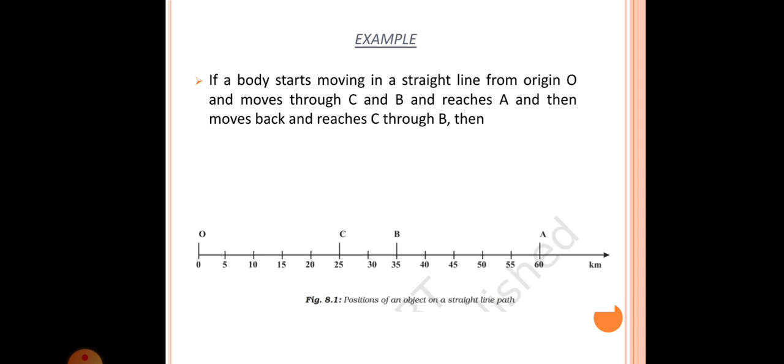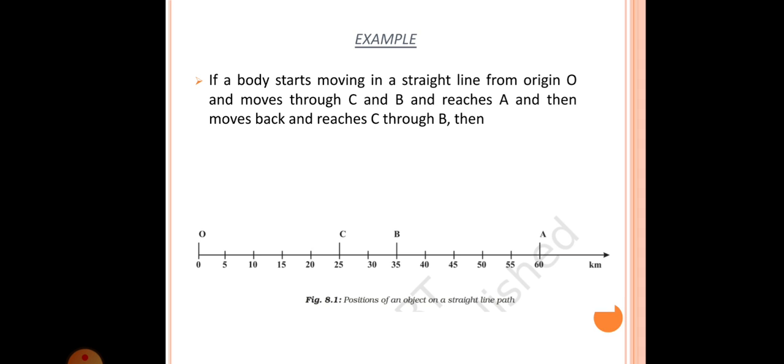Now if it is asked what is the distance covered, what we will say is that the distance will be, first the distance from O to A is 60 kilometer, and from A to C it is 35 kilometer, right? You can count, it is 35 kilometer. So the total distance will be 95 kilometer.